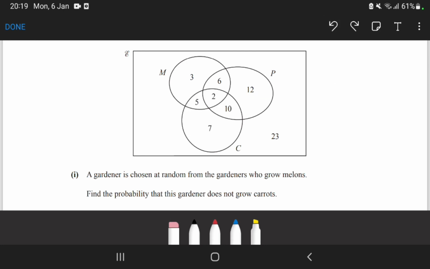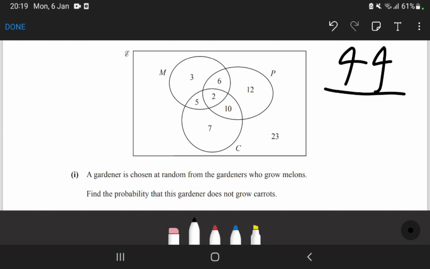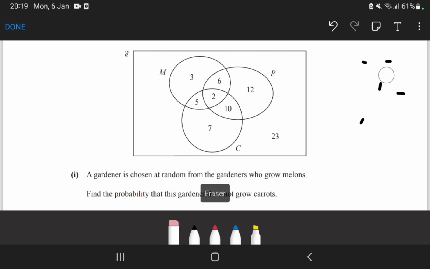But wait, there's also this 23. So it is going to be 44 over the total, which will be 44 plus 5 plus 2 plus 10 plus 7, which is 68. Okay, we move on to the next part.